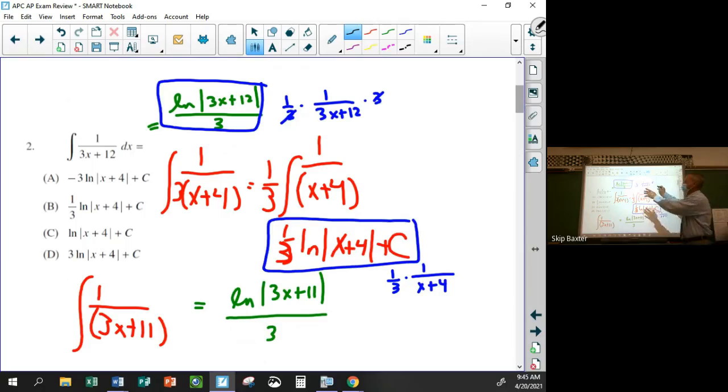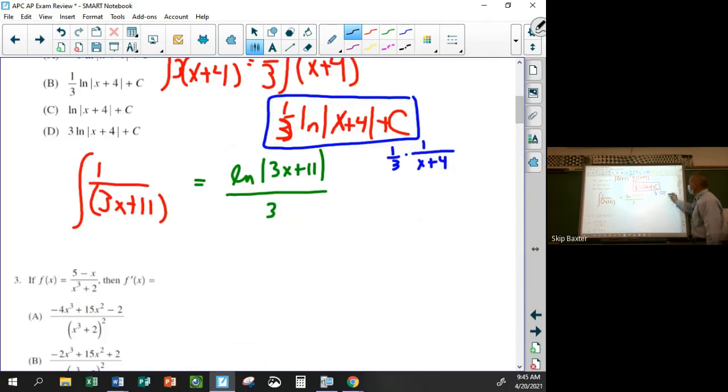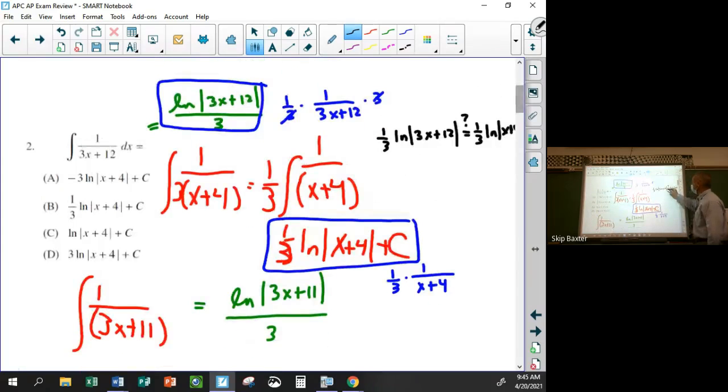So let's look at them, let's try and make them look as similar as we can. The left one is 1/3 of ln of 3x plus 12. This one is 1/3 ln of x plus 4. Essentially, we'd be saying that x plus 4 is equal to 3x plus 12. That's definitely not true. But here's how you could show that it's a vertical translation, and by how much. You could actually just factor out a 3 here: 1/3 ln of 3 times x plus 4.